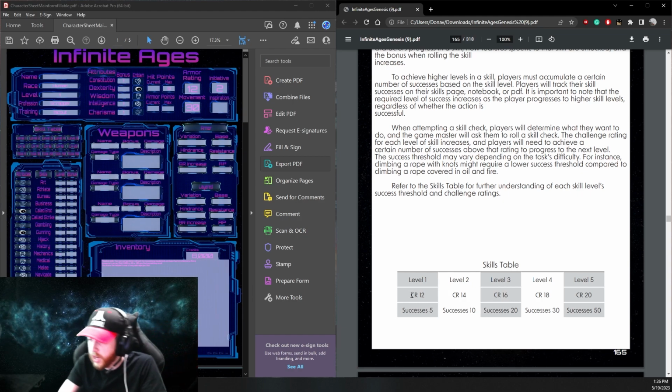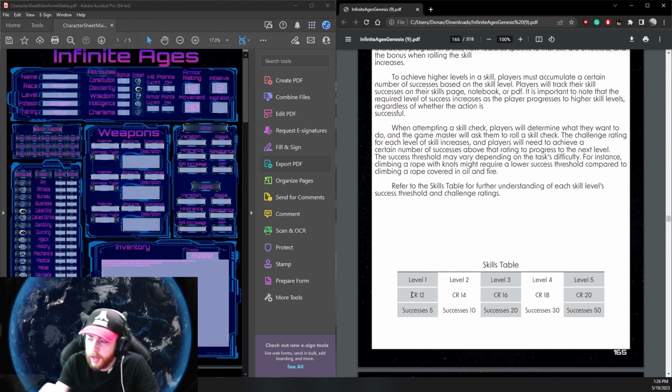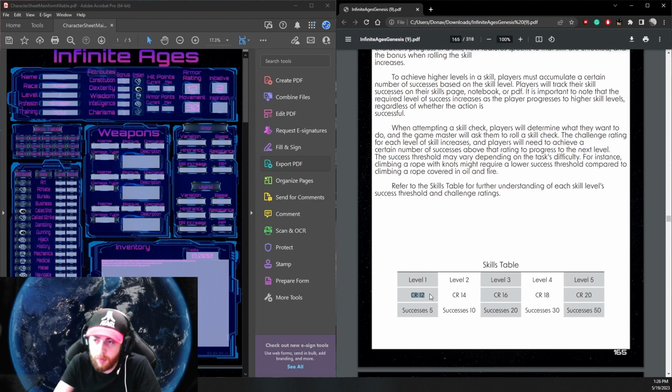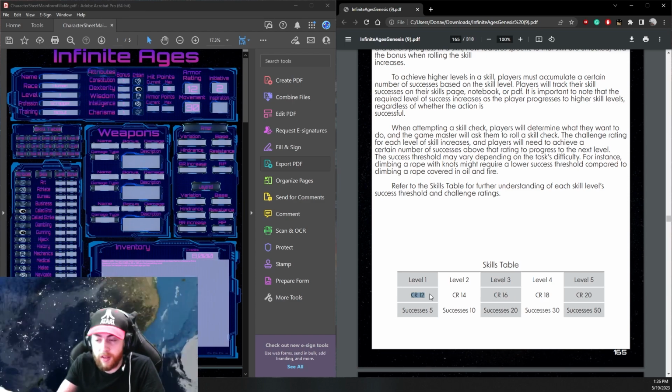And then they all have different challenge ratings. So CR is our challenge rating: 12, 14, 16, 18, and 20. And then a number of successes. As you can imagine, level 1 is going to be relatively easy. You just have to roll above a 12 to start gaining successes.